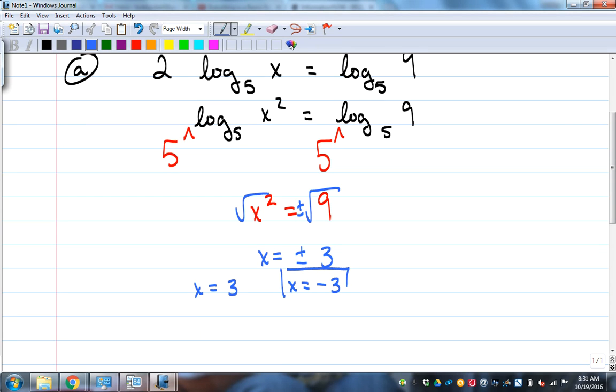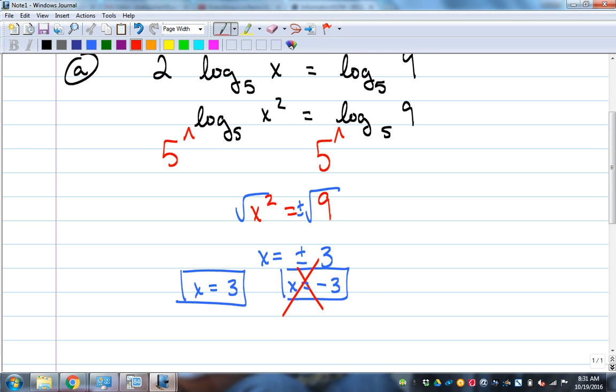We need to check those to make sure that they're legal to put back in the original problem. Which one of those is not going to work? Why? That's right. We can't take the log of what kind of number? A negative, so we're going to throw out that negative answer. Because when we put it back in the original, we get a log base 5 of a negative 3, which we cannot do.